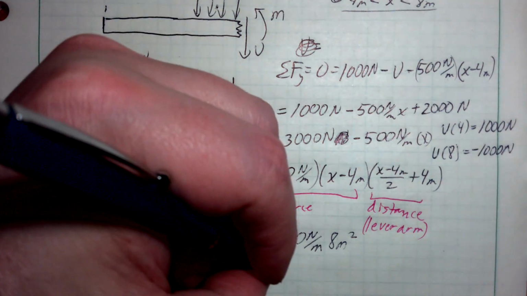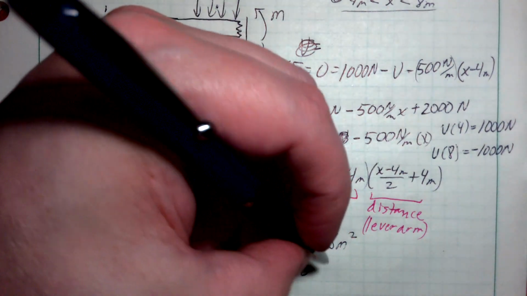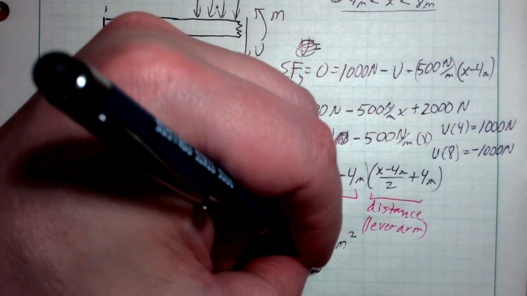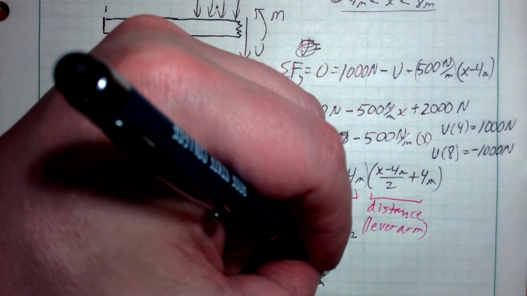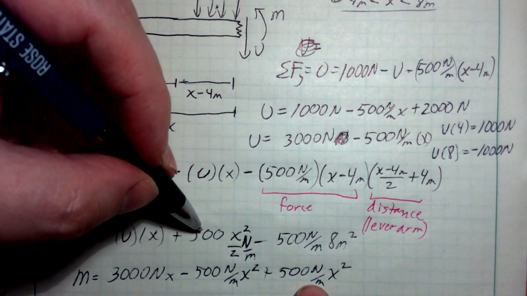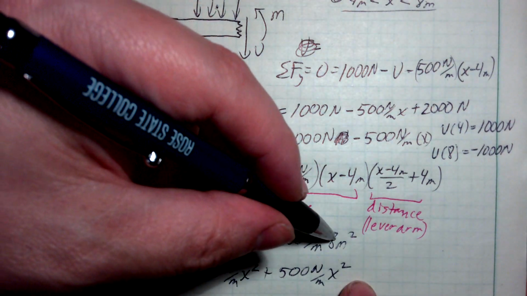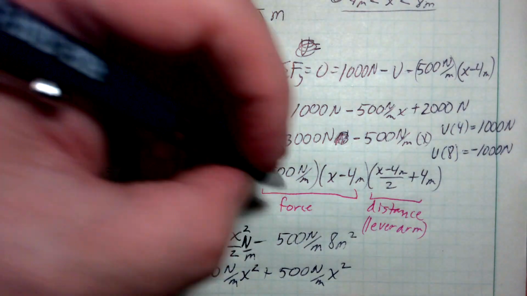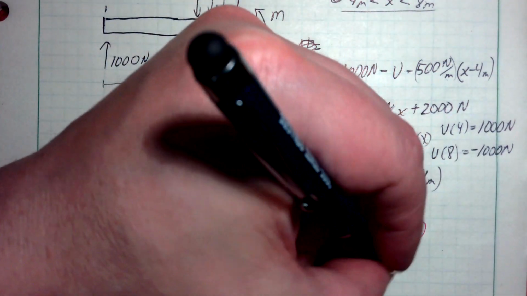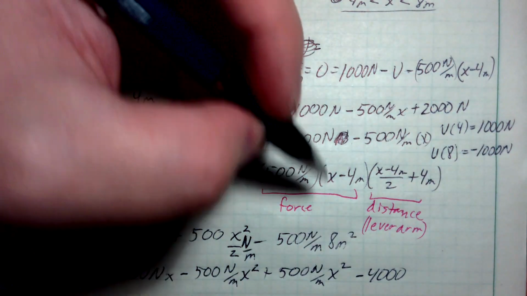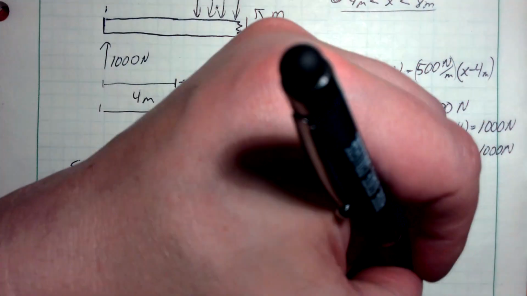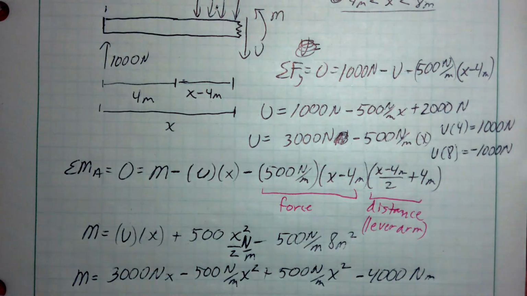So plus, skip as much of the algebra as you're comfortable skipping. 500 Newton per meter x squared, this term, minus, I've got 500 times 8, that's going to be 4,000, so minus 4,000. I've got newtons per meter times meter squared, that's going to be Newton meters.